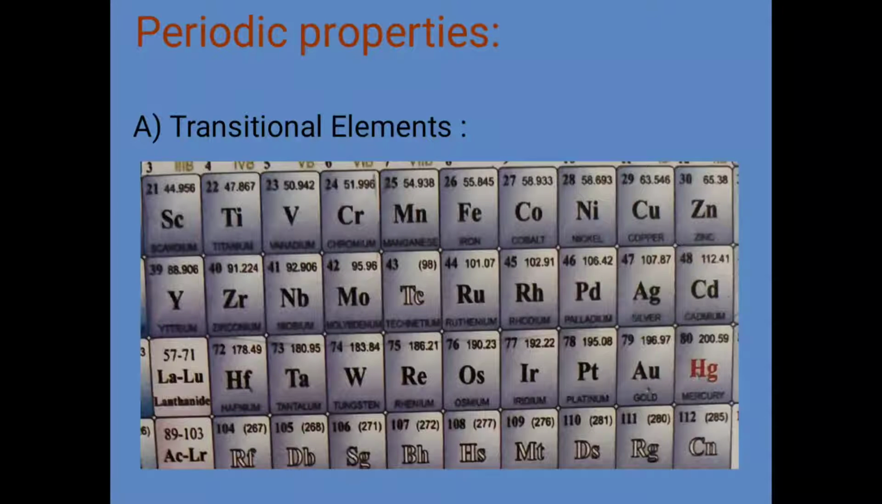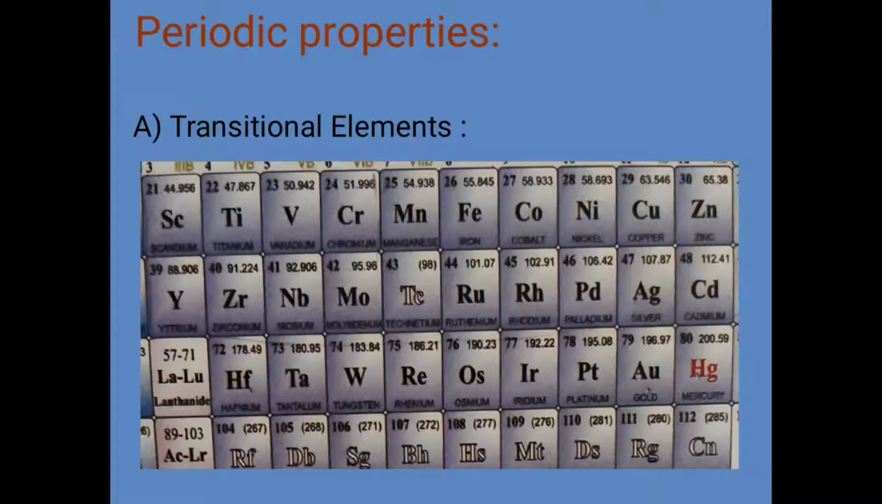There are in all four transition series corresponding to the filling of 3d, 4d, 5d and 6d orbitals. First transition series has 10 elements, and this is scandium, Sc to Zn. Atomic number of the transitional element scandium is 21 and atomic number of zinc is 30.